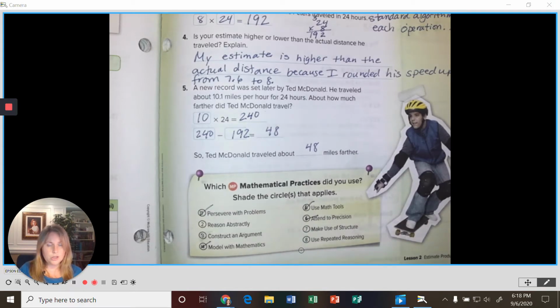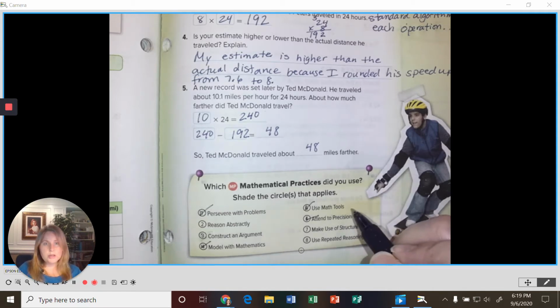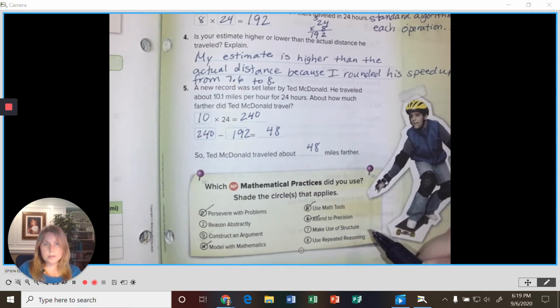So I'm going to give that a check, even though it doesn't quite hit the box, but it's close, because estimating helps us to ensure that our precise answers are reasonable. Make use of structure. We didn't really have any repeating structure or pattern to continue here. These were each individual problems, and the same thing with using repeated reasoning. We didn't really do that in this problem, but we persevered with our problem. We used a number line for a mathematical model. We used the number line also as a mathematical tool, and we were precise in our reasoning.